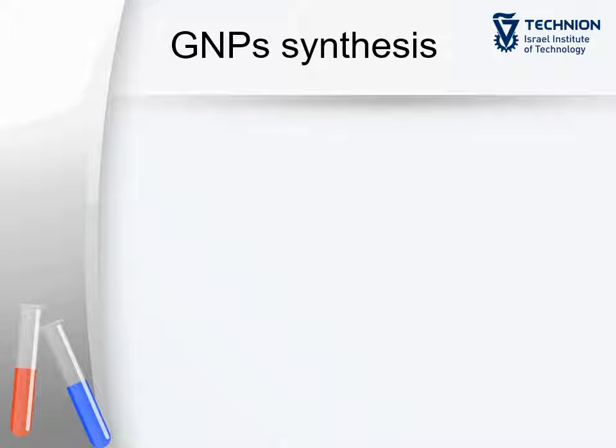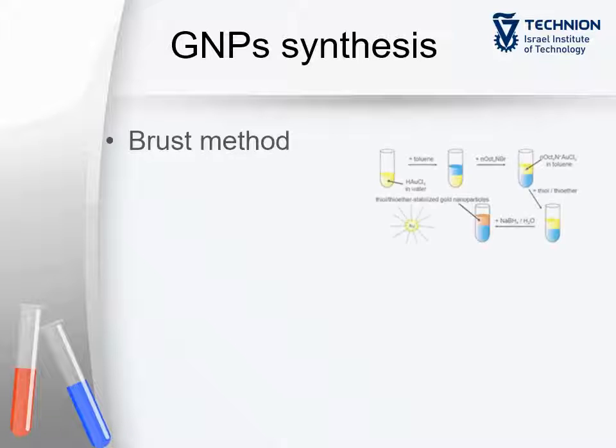Gold nanoparticles can be synthesized by a variety of methods. One of the most common ones is the Brust method. This method was discovered by Brust and Schiffrin in the early 1990s and can be used to produce gold nanoparticles in organic liquids that are normally not miscible with water, like toluene.